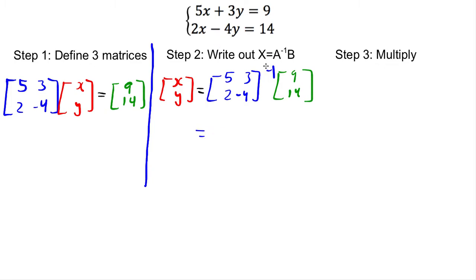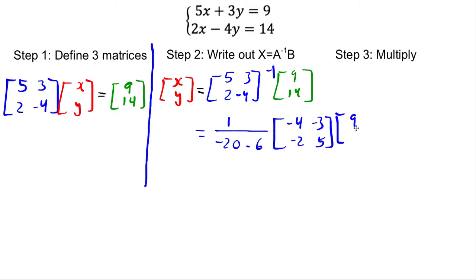This is the inverse. How do we find the inverse? Well, it's going to be 1 over, this is -20 minus 6, times, over here, this is going to be -4 and 5, they switch, into -3 and -2. And then we have 9 and 14. So this here, -20 minus 6, that's -1 over 26.